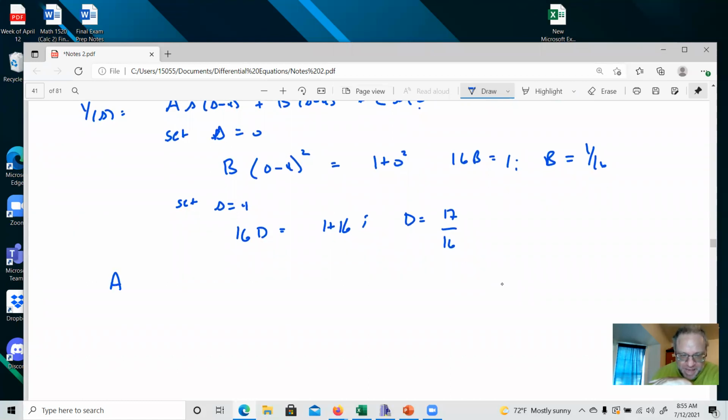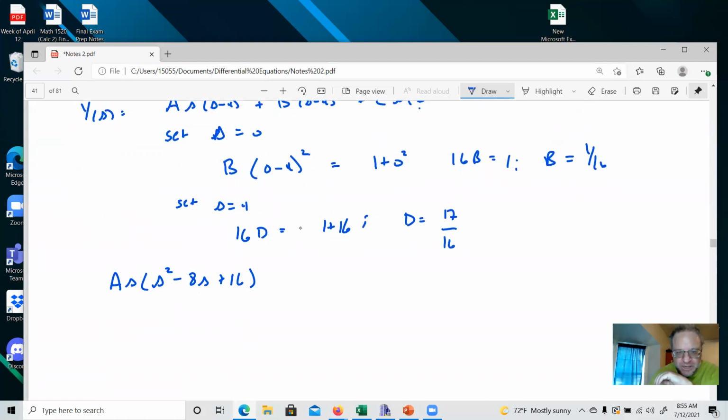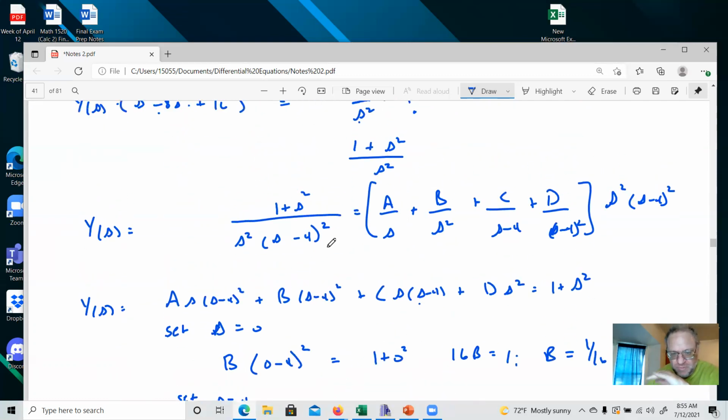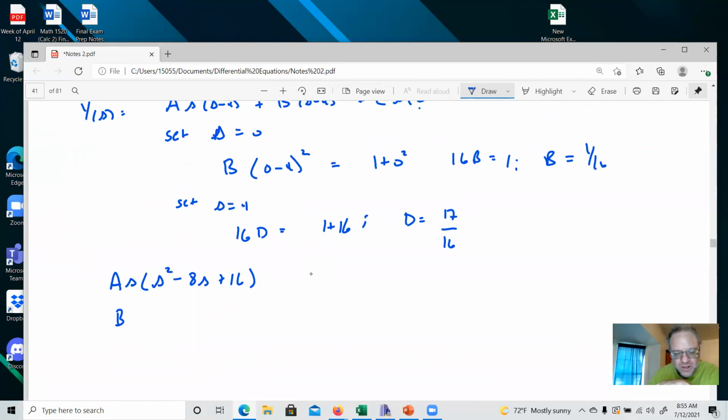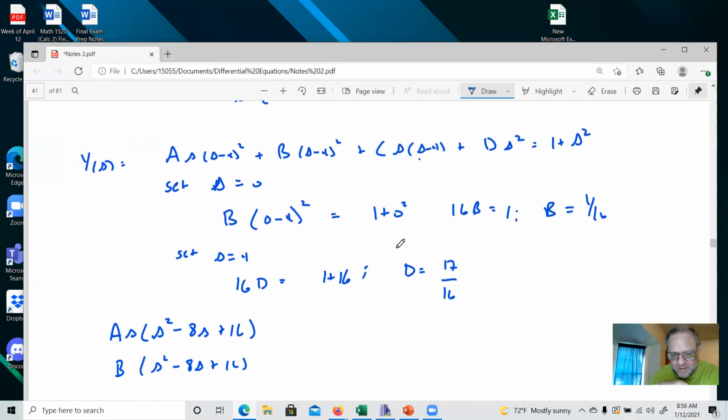So this is going to be A(s), right? And then just multiplying this out, that's going to be s squared minus 8s plus 16. Okay. And then we have a B. Actually, we don't really have to worry about B so much, but we still have to have the terms in here. So it's going to be B, and then here we have s squared minus 8s plus 16. Okay. And then we have a C.